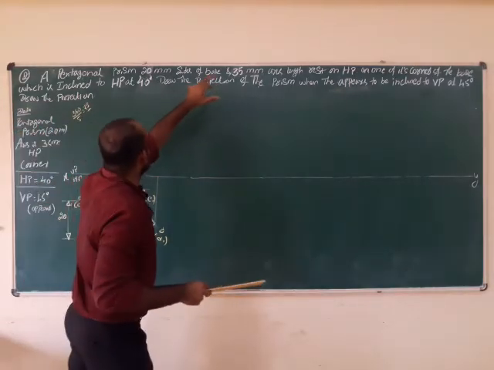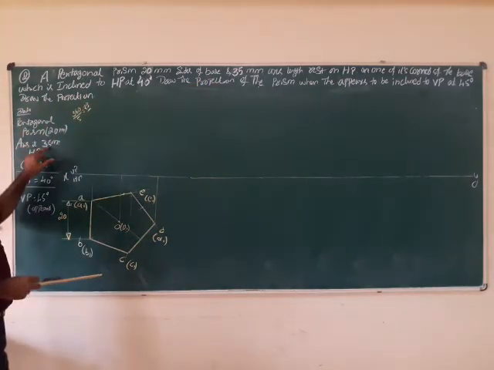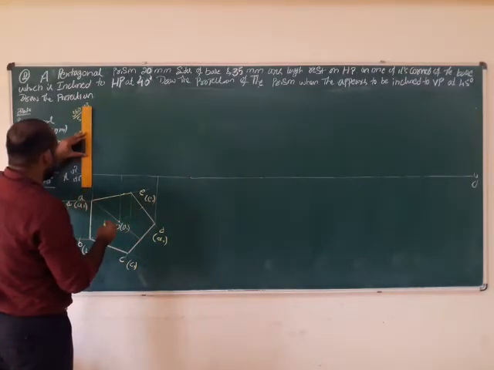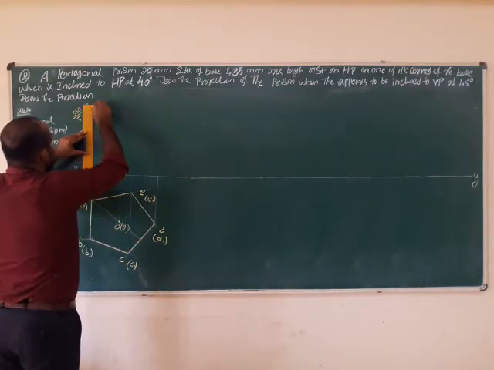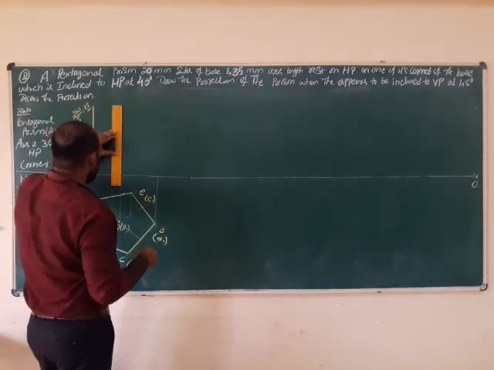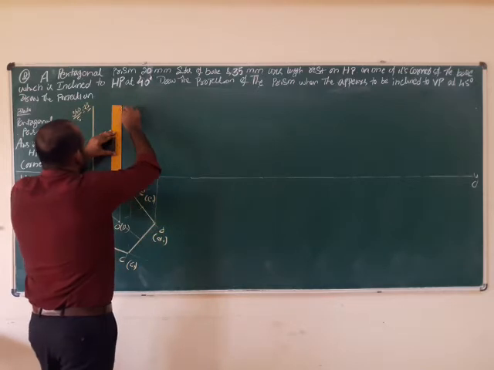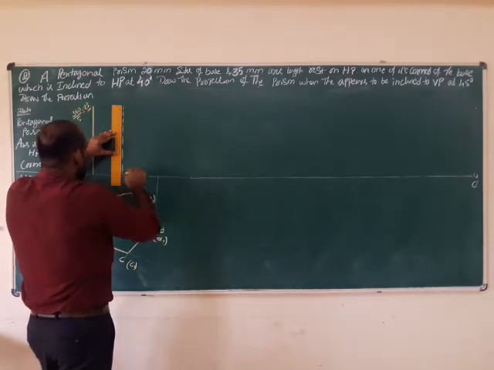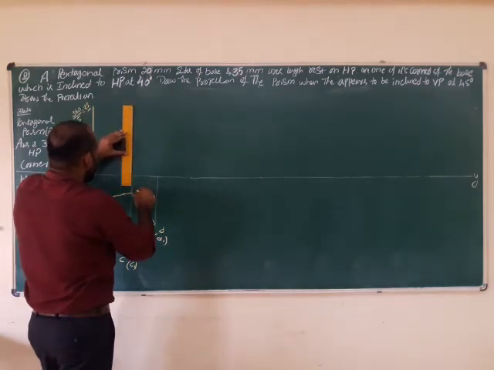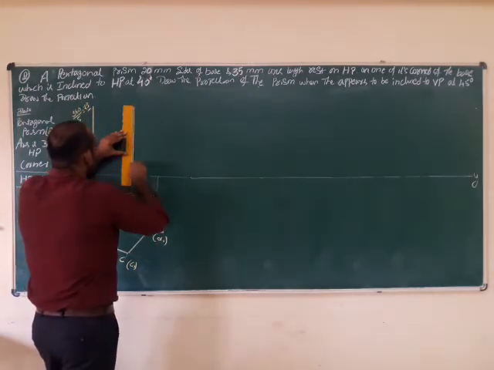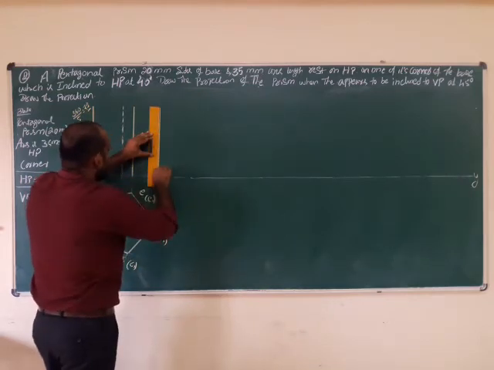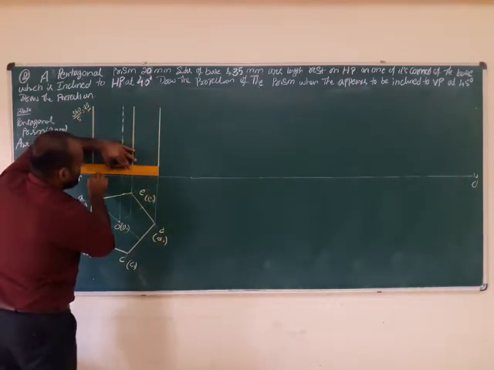The axis length given in the data is 35 mm. Measure 35. Draw the line. From the center I have to measure 35, along the axis line. From this point I have to measure 35 mm. From this corner I have to measure 35 mm. Join.